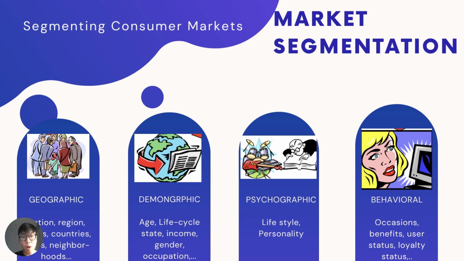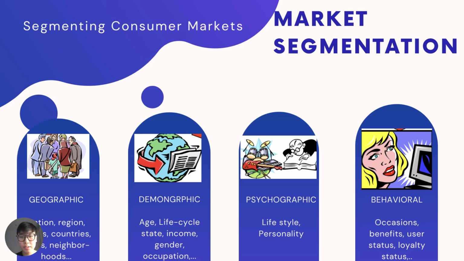Moving to demographic. Demographic segmentation divides the market into segments based on variables such as age, life cycle stage, gender, income, occupation, education, religion, and generation. Demographic factors are the most popular basis for segmenting customer groups.